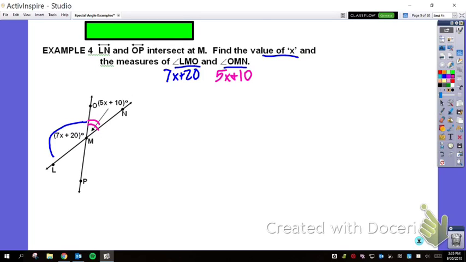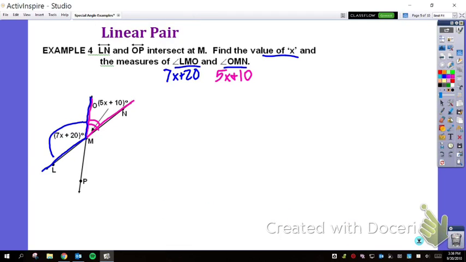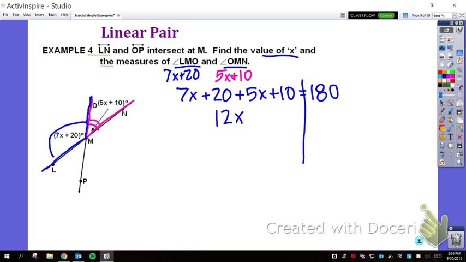And if you look at those angles, they share a common side, which means they're adjacent, but they also form that straight line, angle LMN, that straight angle, which means they are a linear pair. So we know that our linear pairs add to equal 180. So we would say 7x plus 20 plus 5x plus 10 equals 180. Remember, we got to combine like terms. And then you're just solving.